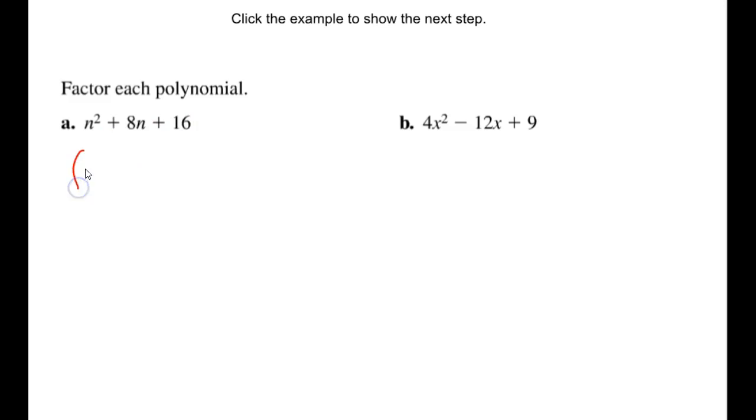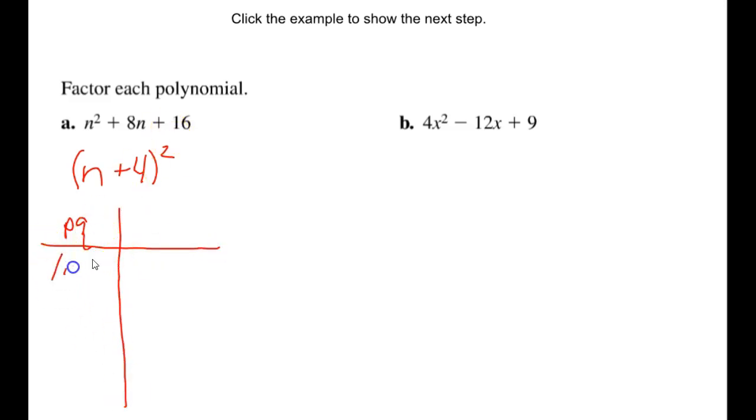So I know that I'm going to end up with n plus 4 squared. So if I don't remember this, can I do it the long way, the way that we've been looking at? Let's try it. I want to find all of my possible factors of 16, a positive 16. So I've got 1 times 16, or 2 times 8, or 4 times 4. Now let's find the sum. I add them together and see what I get. So 16 plus 1 is 17, 8 plus 2 is 10, 4 plus 4 is 8.